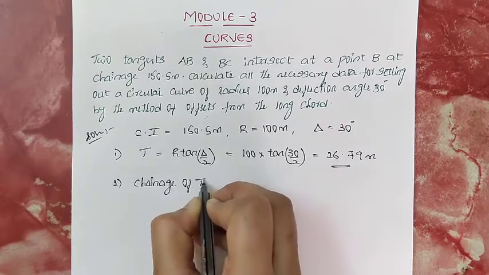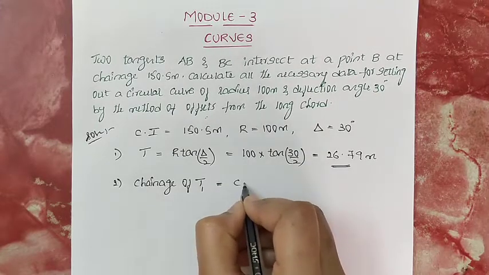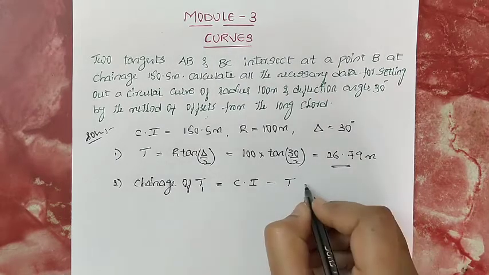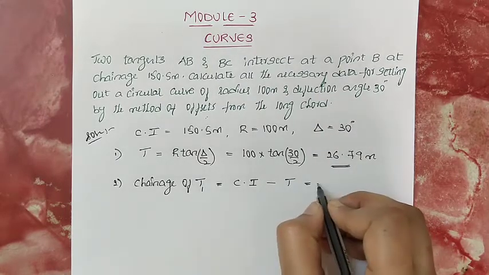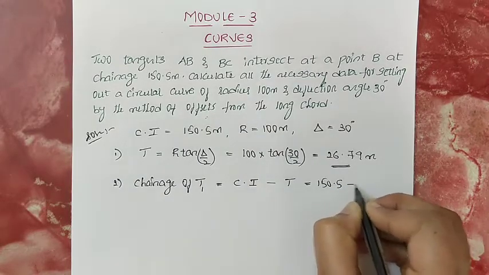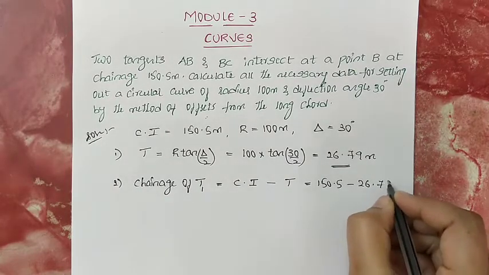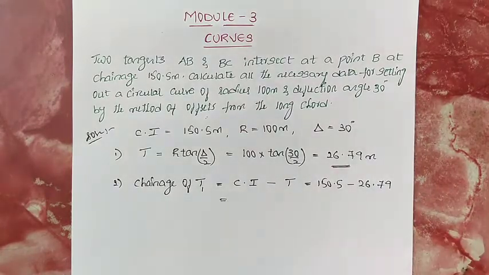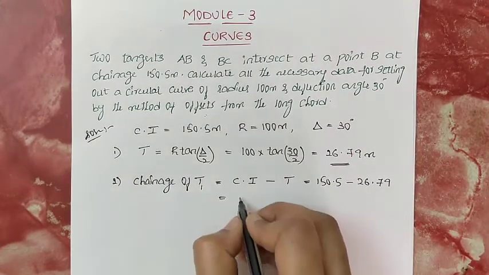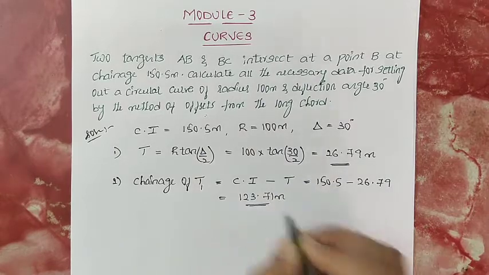Once you have calculated the tangent length, calculate chainage of PC or chainage of T1. Chainage of tangent point T1 is given by chainage of intersection minus the tangent length. Substitute the value: 150.5 minus tangent length 26.79. Upon simplification you will get 123.71 meter.